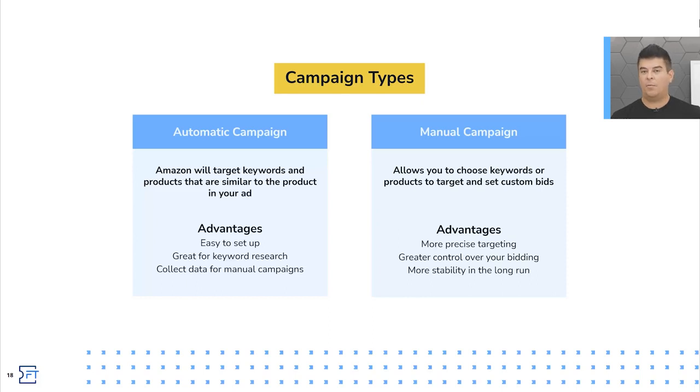Now, it will find keywords, but it'll also find ASINs. Amazon auto campaigns do a great job of actually targeting product detail pages themselves as well. So you want to leverage it for both ASINs and keywords.